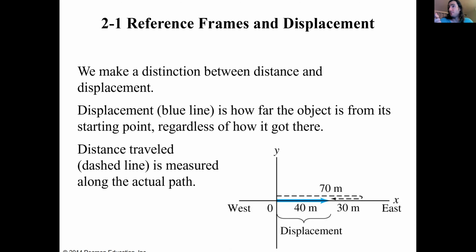And then you may realize, oh, wait a minute, I put my phone in my back pocket, and then you stop for a second while you pull out your phone, right? And so your displacement is 40 meters, but your distance traveled is 100 meters.